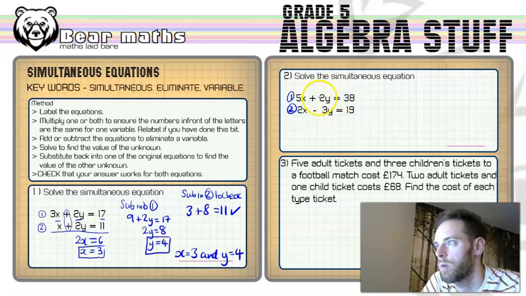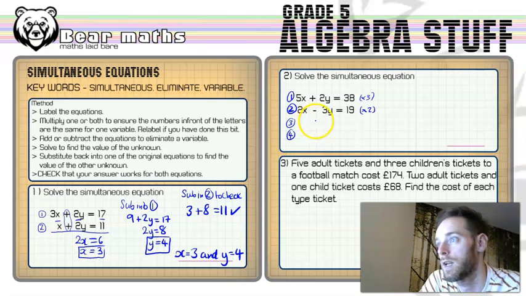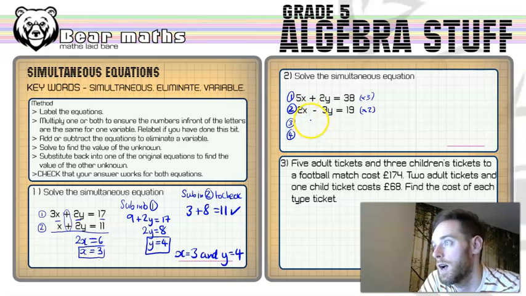So equation 1 needs to be multiplied all through by 3, and equation 2 needs to be multiplied all through by 2. That's going to give me equation 3 and equation 4, which I will use to eliminate and then find the value of the x's.